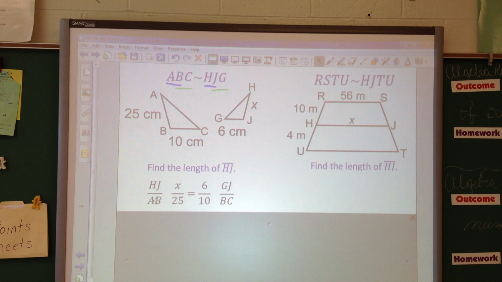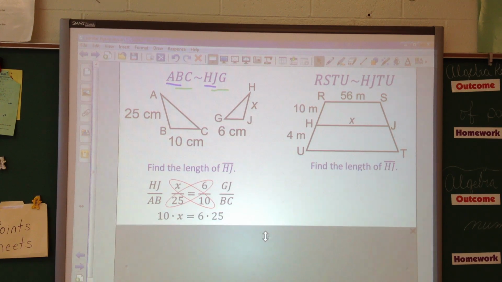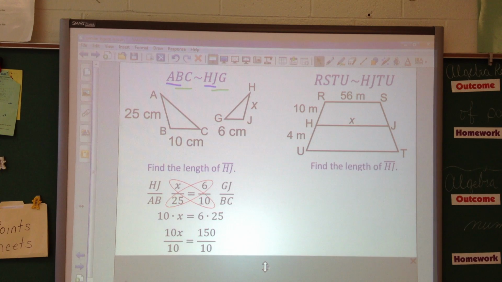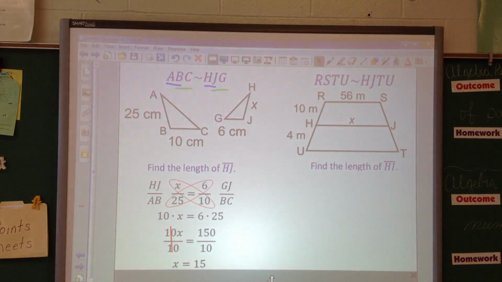So I have HJ corresponds with AB. HJ is X, AB is 25. And that's equal to GJ over BC, 6 over 10. And when I take my extremes times my extremes and my means times my means, 10 times x, 6 times 25, multiply those out, I get 10x equals 150. Divide both sides by 10, and I find that x is 15.